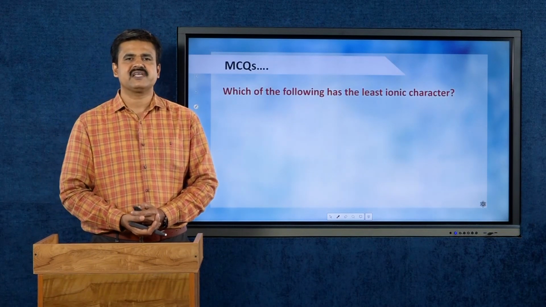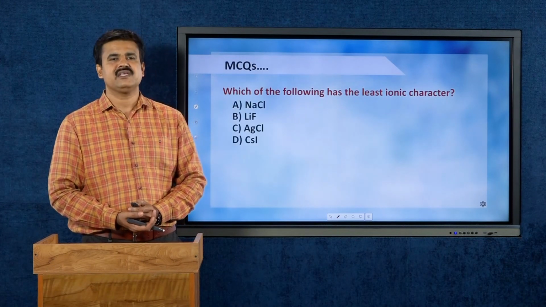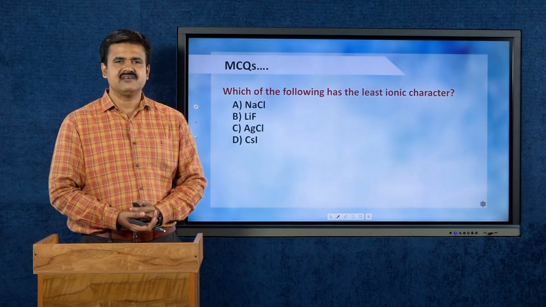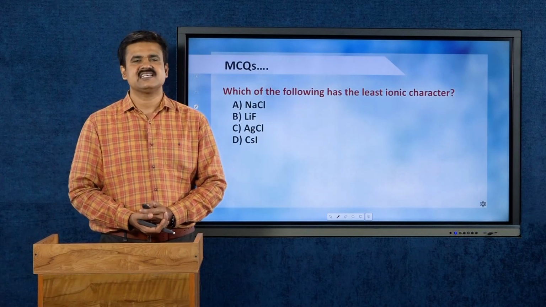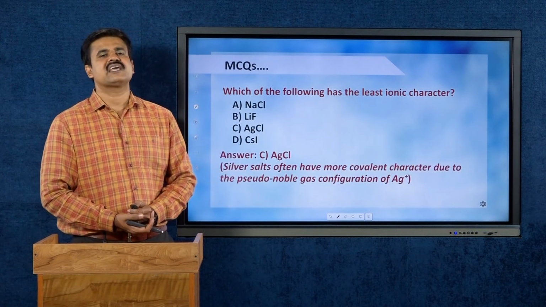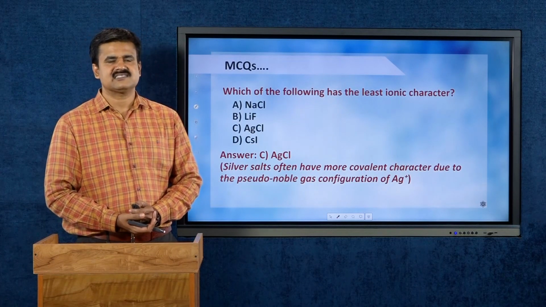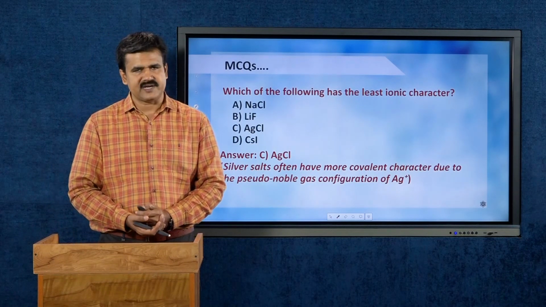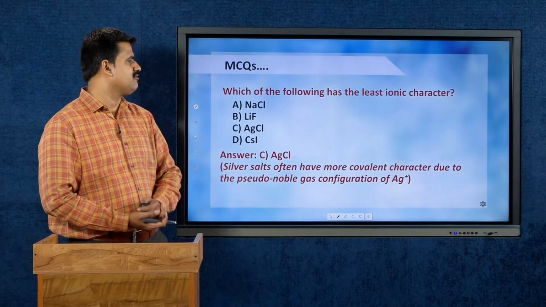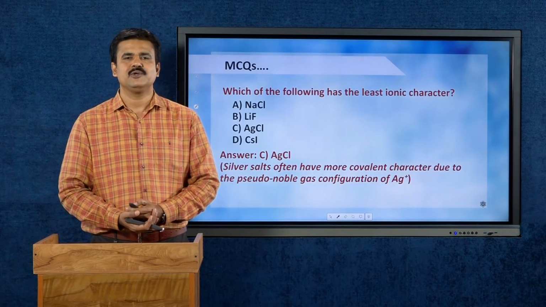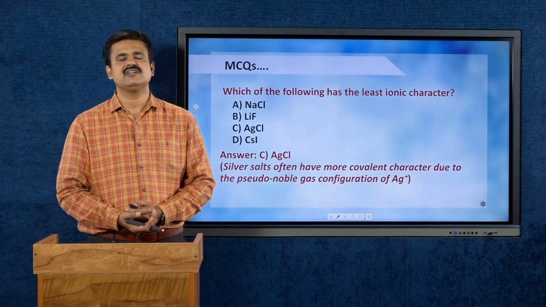Which of the following has the least ionic character? NaCl, LiF, AgCl and CsI are the options. On careful analysis and based on Fajan's rules, you can arrive at the answer as option C, that is silver chloride. Silver salts have more covalent character due to pseudo-noble gas configuration of Ag+.